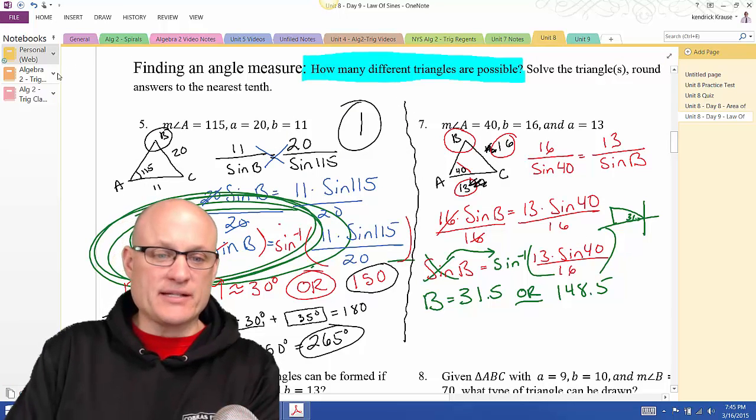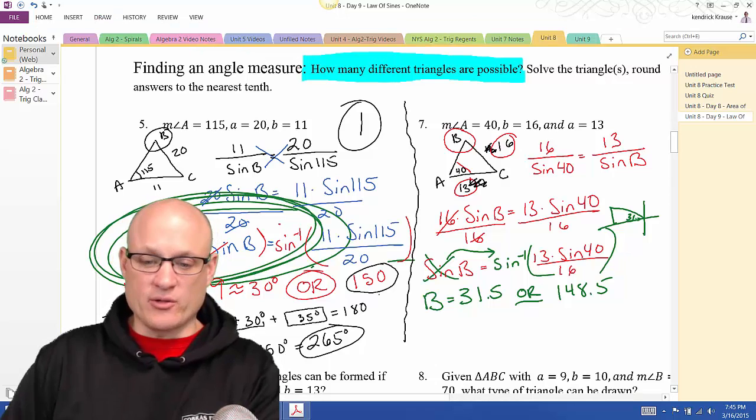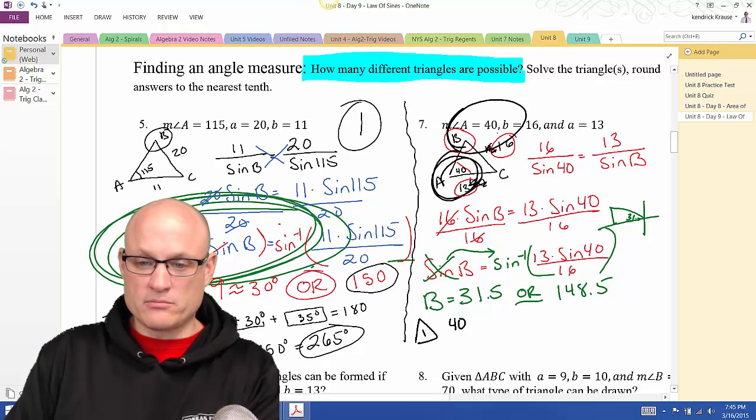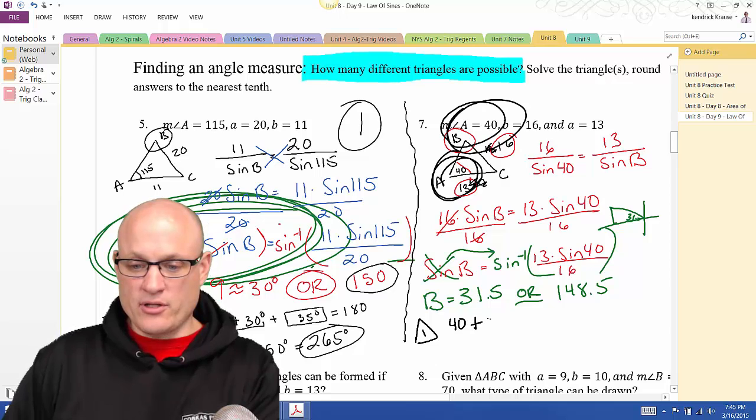So I still have to make a test. I got to check it out. I got to see what's going on here. Can I make one triangle? So I would start with the 40 that I was given, that's up here and in the problem, plus 31.5. Well, that's 71. Clearly tons left over for the last one. Not a problem at all.